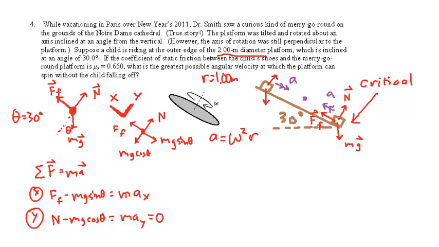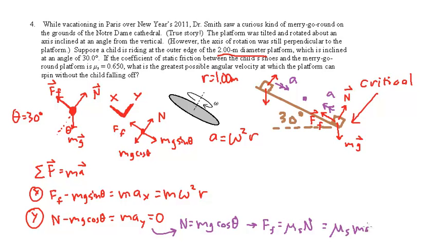Well, he's going around this merry-go-round, which has an angular velocity omega, and he is riding at the outer edge of the platform, which has a 2 meter diameter, which means the radius is 1.00 meters. So now his centripetal acceleration has to be omega squared r. Now we're getting somewhere, right? And that's our a_x here, because that's what's going towards the center of the circle at this point. So this is going to be m omega squared r.